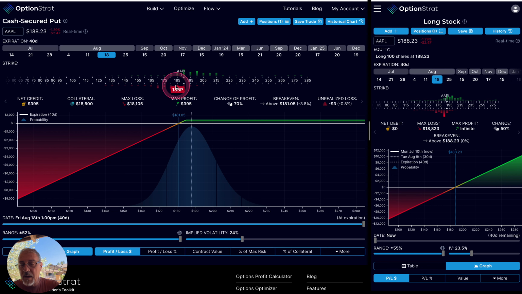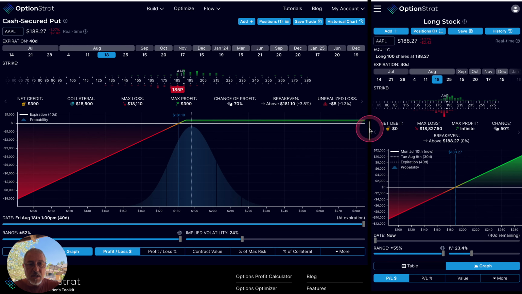And then all of a sudden, one day, Apple does get put to me. Apple drops down to 184 or 182 or whatever, and I'm forced to buy it at 185. Well, if I went through that process 4 times, I reduced my cost basis by $16 a share. So even though I've got to pay 185 for it, if I was able to reduce my cost basis 4 separate times, $16, I'm actually paying $169 for Apple stock at that point. That's what my effective cost basis in the stock would be.